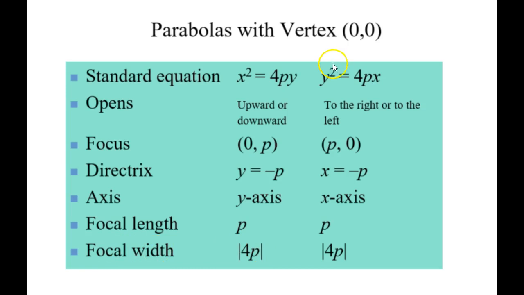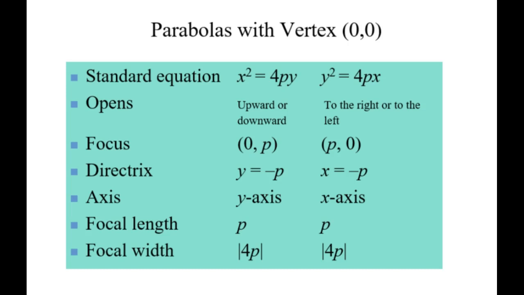And then we have the similar information for y squared equals 4 times p times x. That's going to open to the right or to the left. The focus is going to be at the point p comma 0. The directrix is x equals negative p. The axis is going to be the x-axis. The focal length, again, is going to be p.